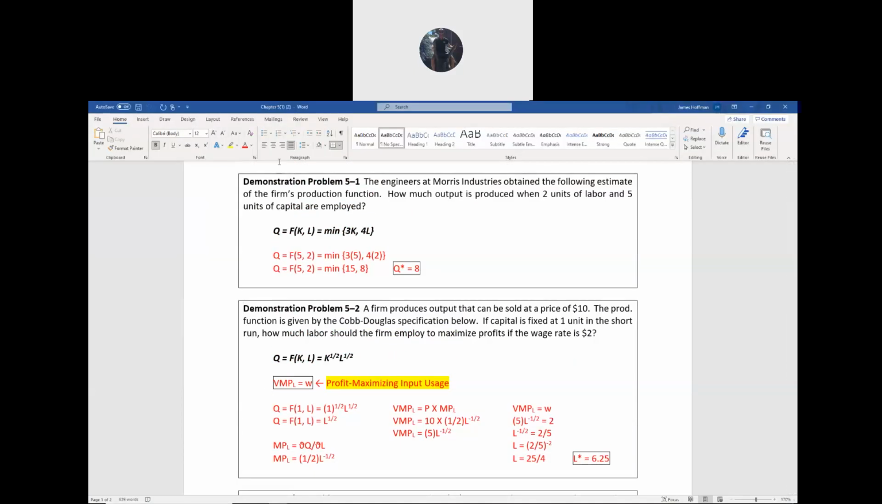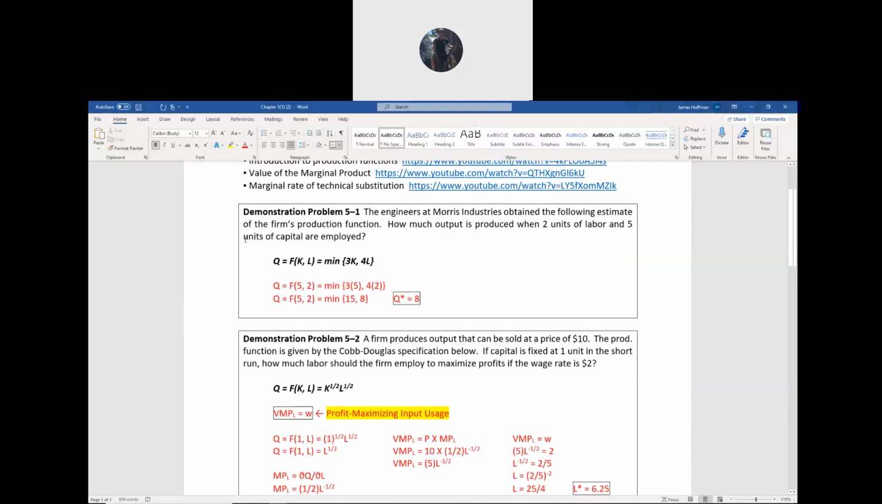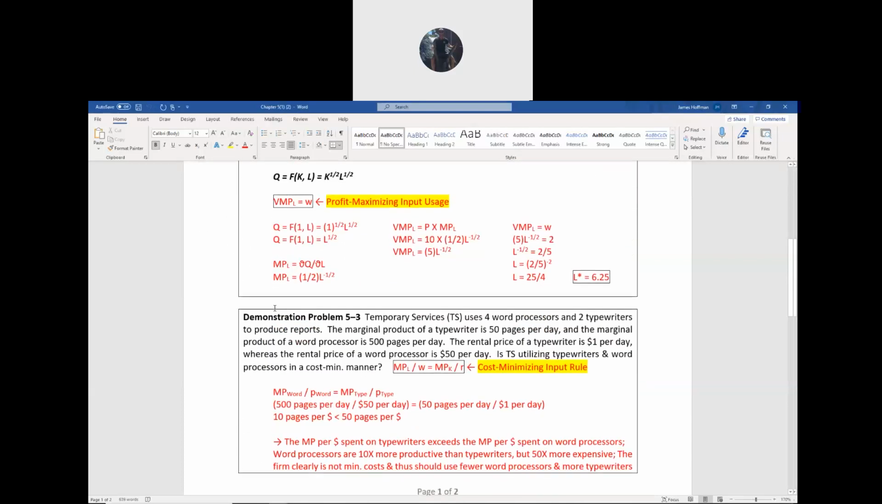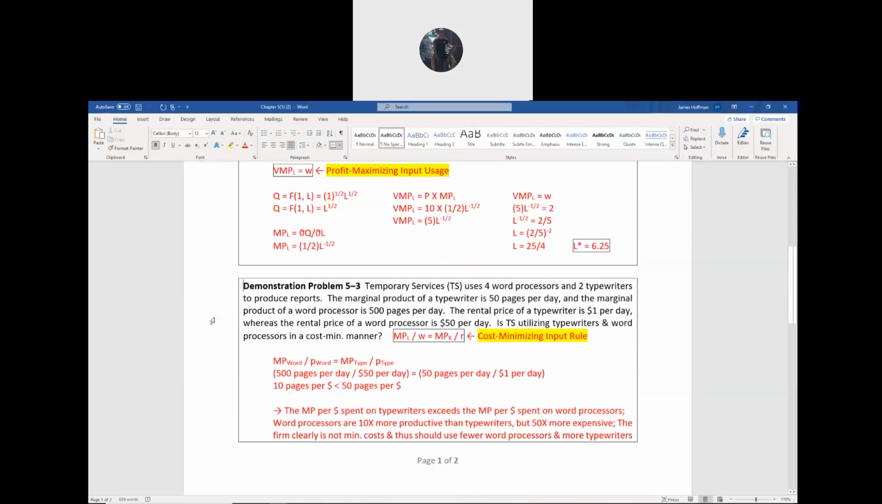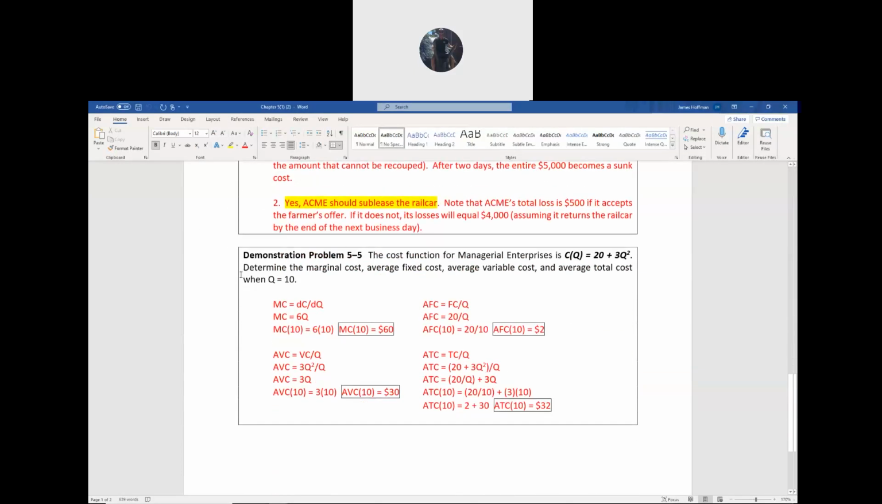Okay, so on the chapter 5 Word document, I have some other examples or demonstration problems from chapter 5 that I solved that we can go through to learn some more concepts here. So I think there's three more.